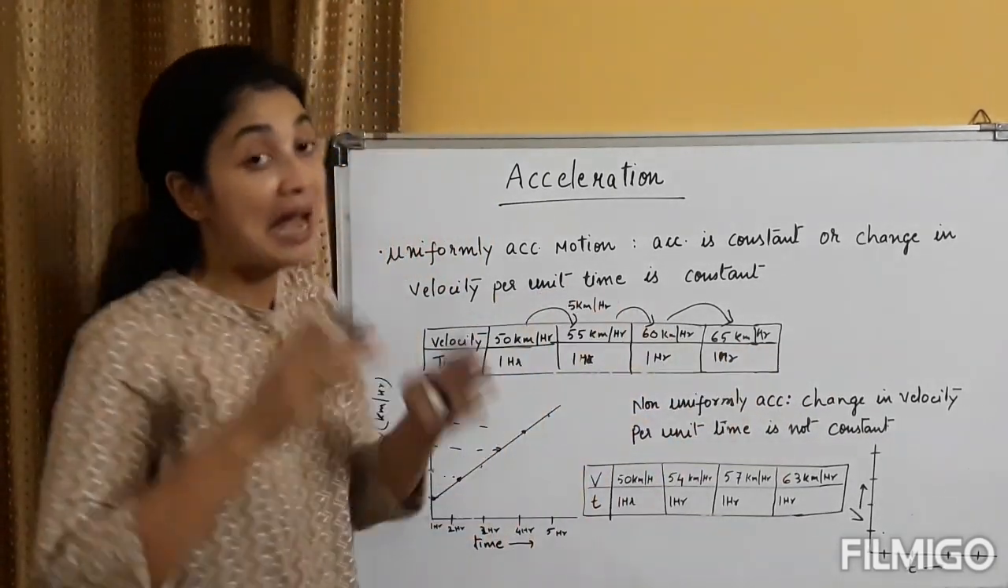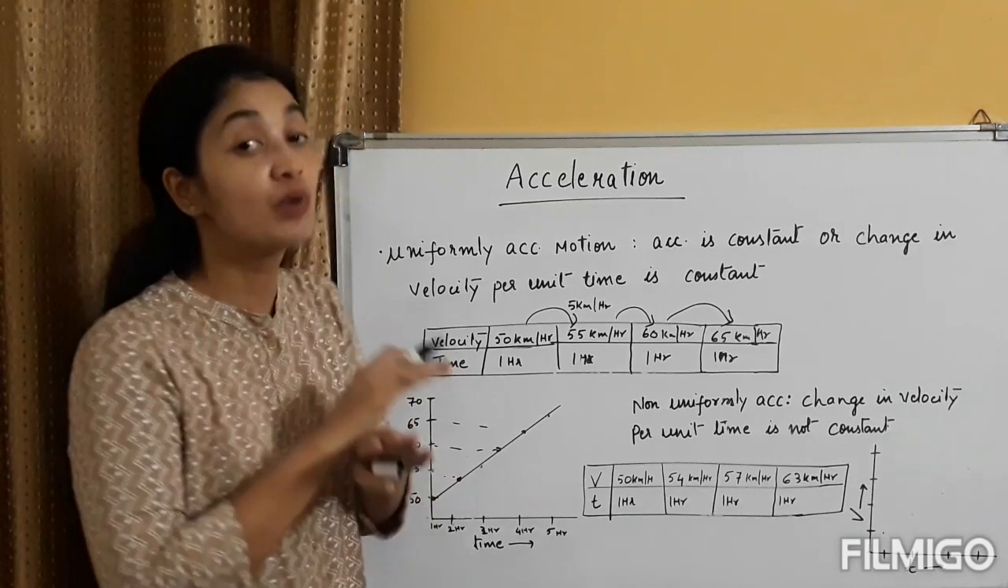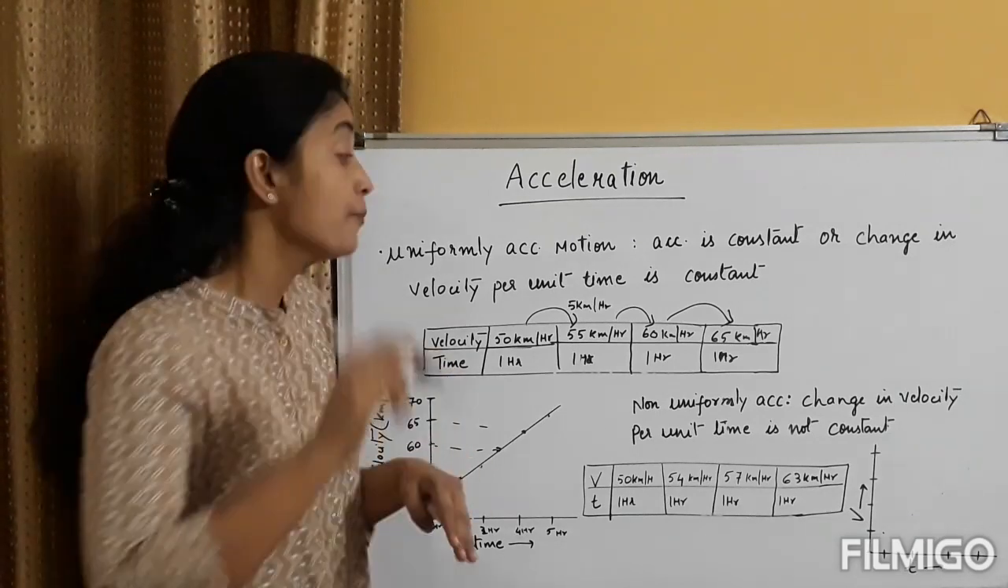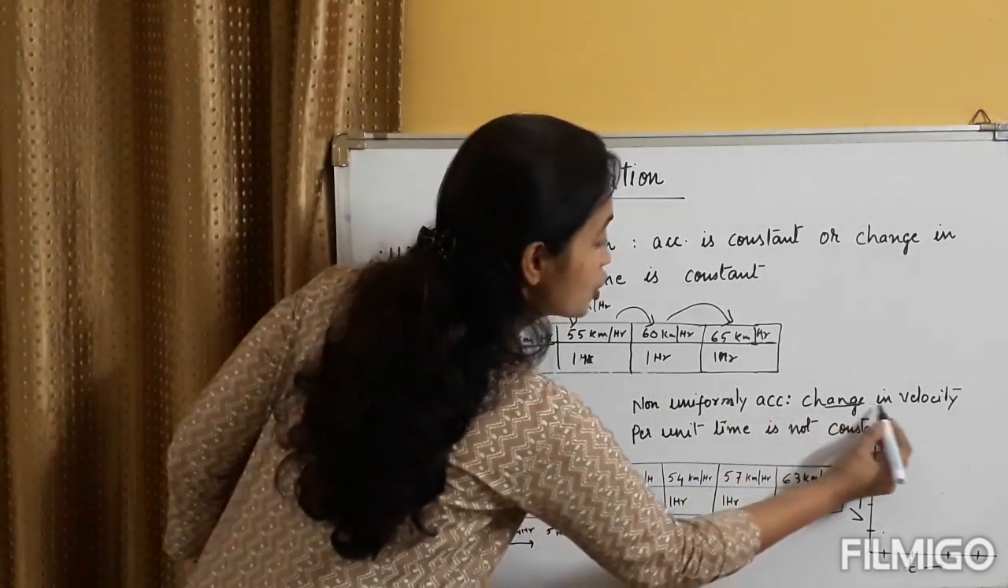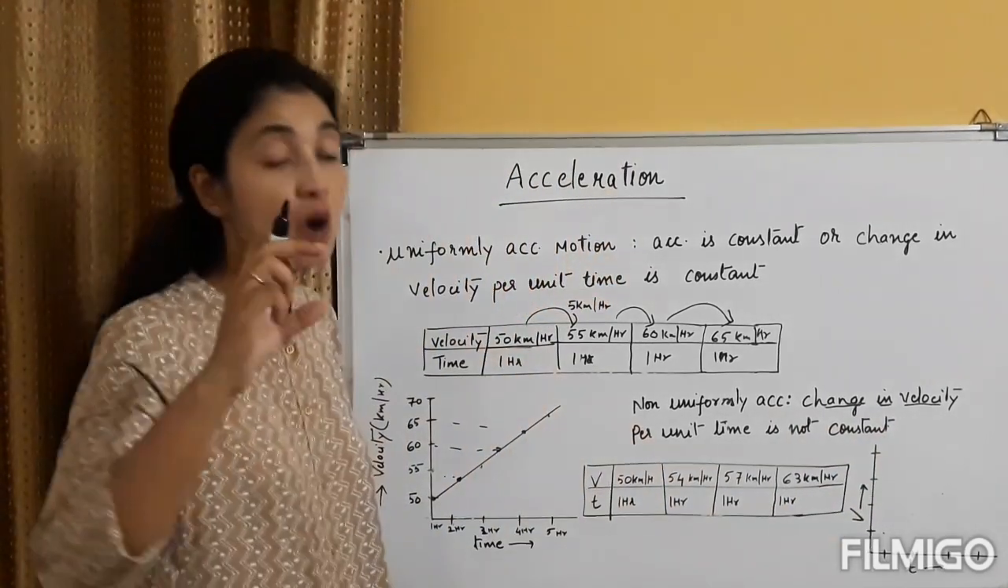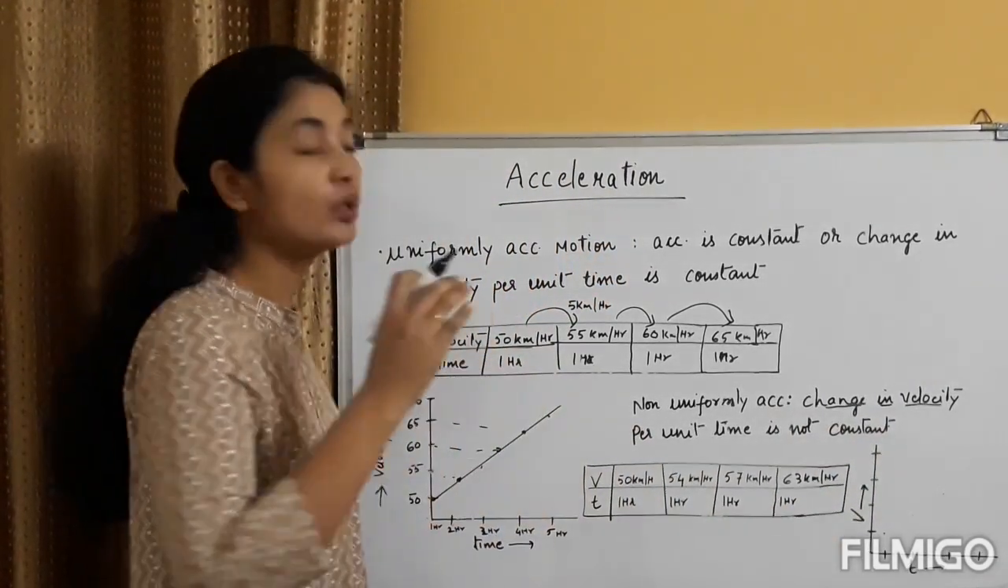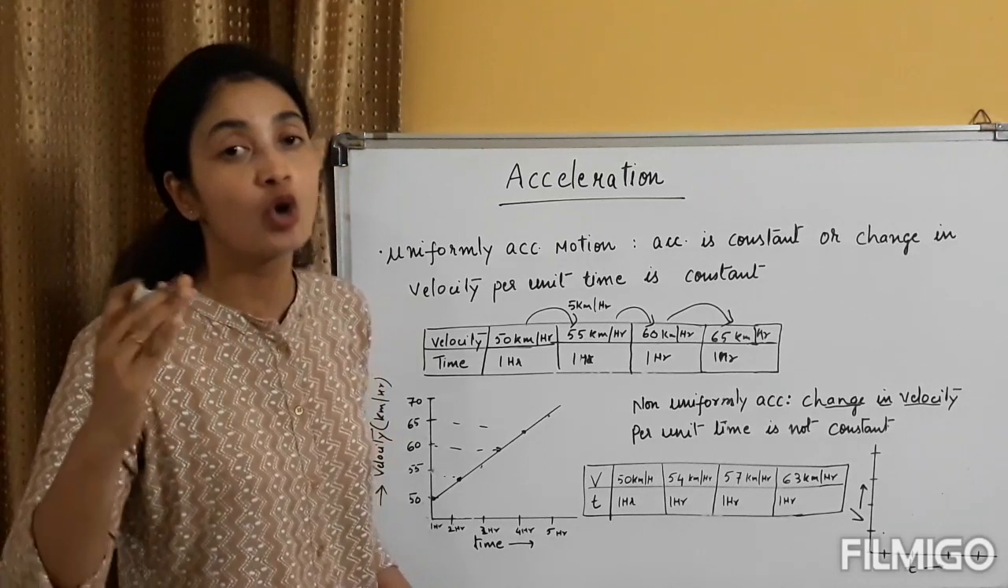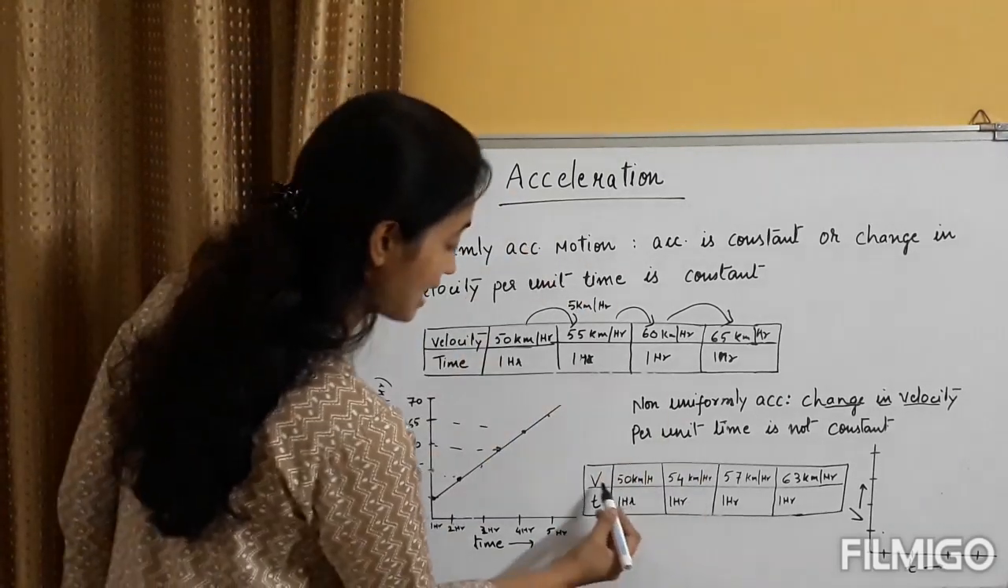Here again acceleration will be there, which means velocity will not be constant, but the change in velocity, the amount of change per unit time, is not constant. Let us see an example.